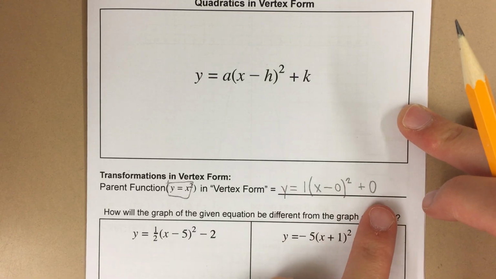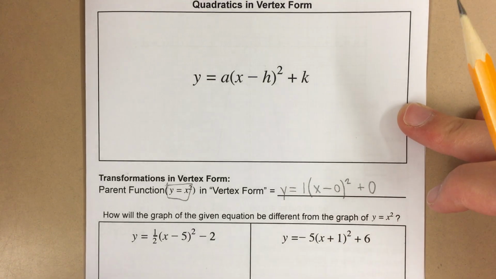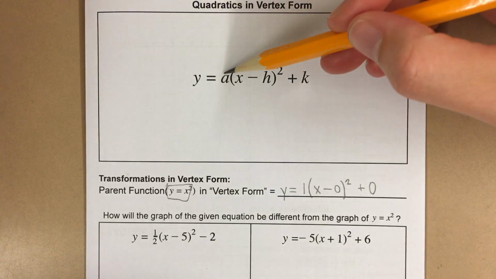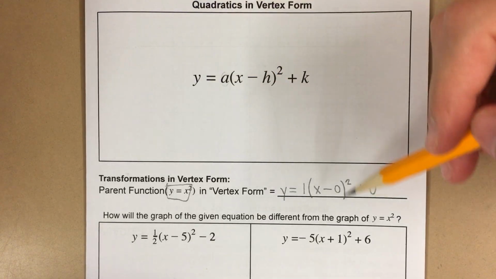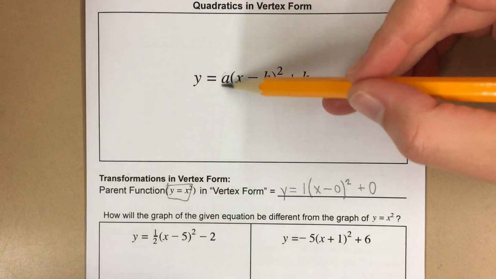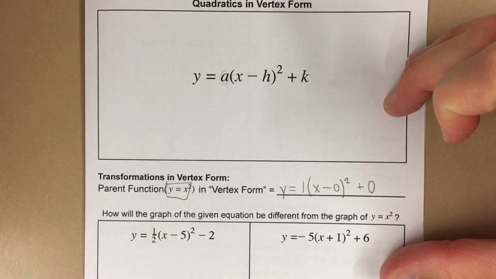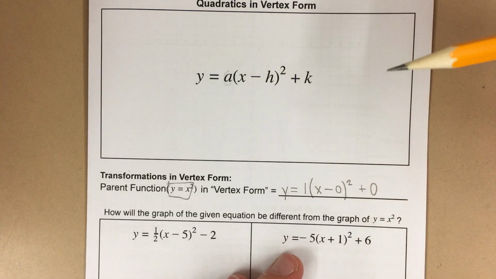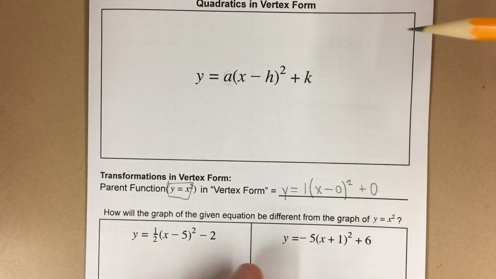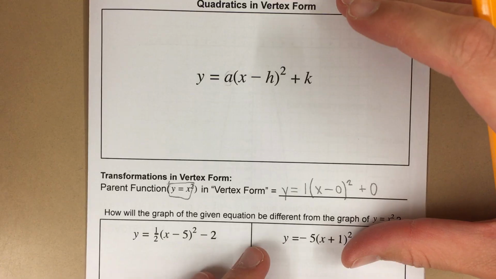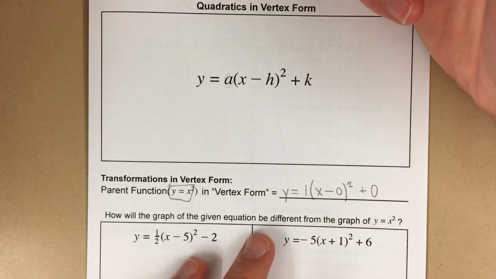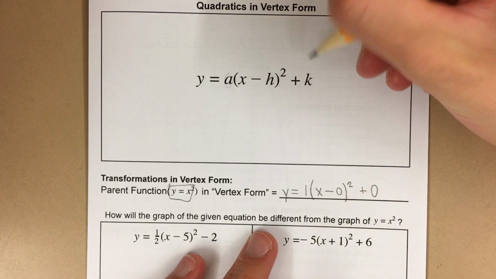But this is what's called vertex form. And you can see that in vertex form, there are 3 letters. We use 3 letters to represent these changes that can happen to the equation. The a, the h, and the k. So we're going to discuss each of those letters in turn and what changes they can create in the graph. And then you'll have a chance to practice that in a lot of different ways today. Okay, so let's start with the k, because the k is the simplest.